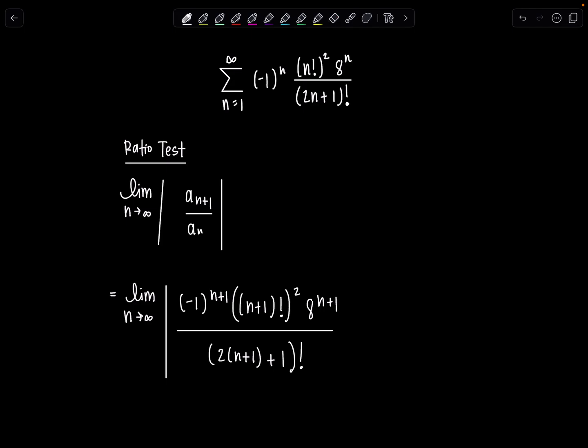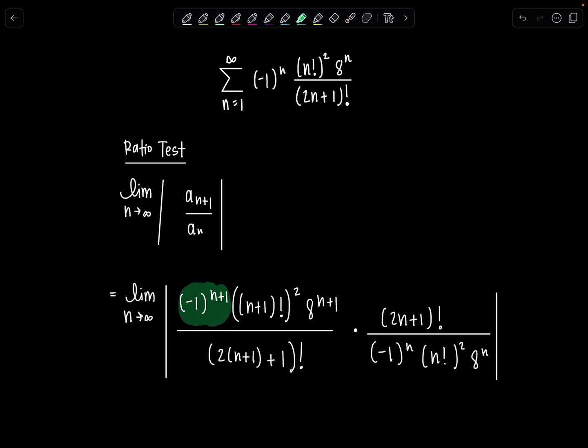This one's not necessary. Then if I divide by a sub n, that's the same as multiplying by the reciprocal of the original, so I'll just do that right now. So we'll have 2n plus 1 factorial up top. Then we have n factorial squared, and then 8 to the n over here. Good? Okay, so since everything's inside these absolute value bars, negative 1 to the n becomes positive 1 to the n, which is just 1. And then same thing for negative 1 to the n plus 1. So I don't need to write them anymore. They just become positive 1s inside the absolute value bars.